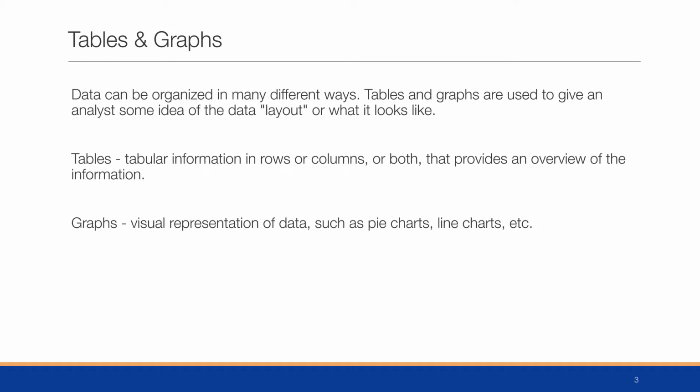So as we mentioned, data can be organized in a number of different ways. Tables and graphs can give us an idea of the layout of what it looks like. Tables are tabular information, rows and columns that will provide an overview, and graphs will give us some representation of data such as pie charts and line charts.